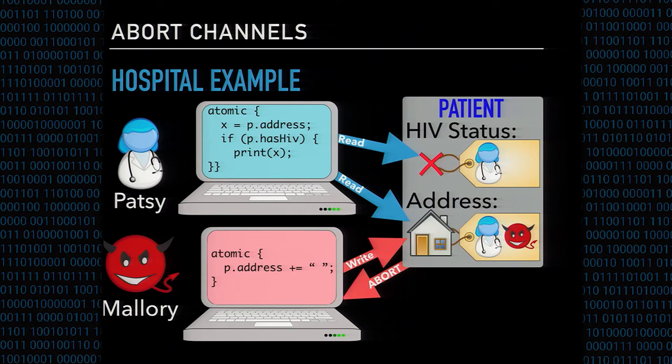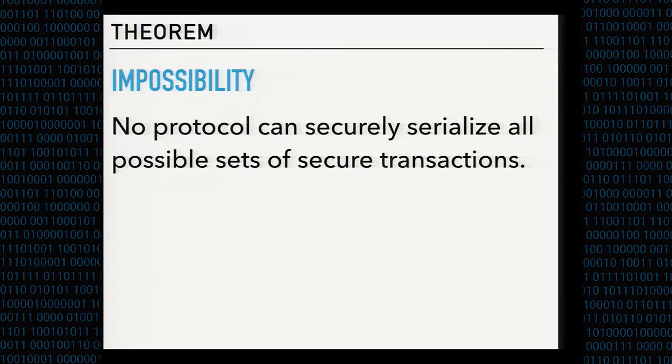The natural thing to wonder then is whether all of the transactions in the universe can be so easily remedied. Is it possible to build a scheduling algorithm which will securely serialize all transactions? And the answer is no. Even when each transaction by itself is secure, there are some situations where it's just impossible to schedule a set of transactions securely and without deadlock. Our proof follows a counterexample.